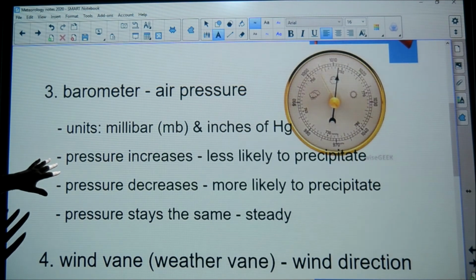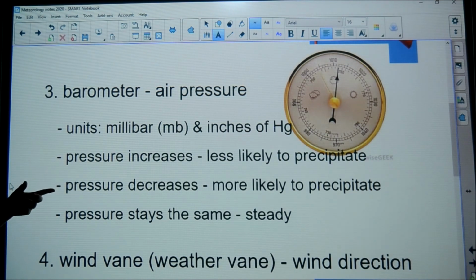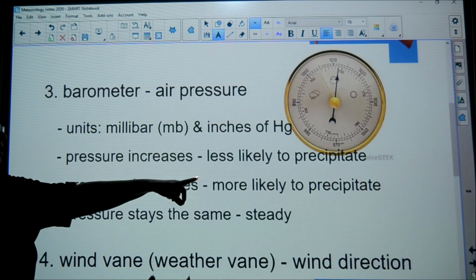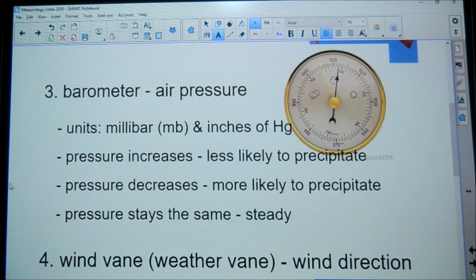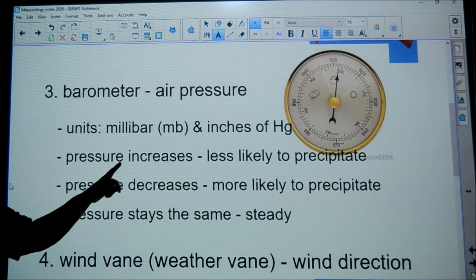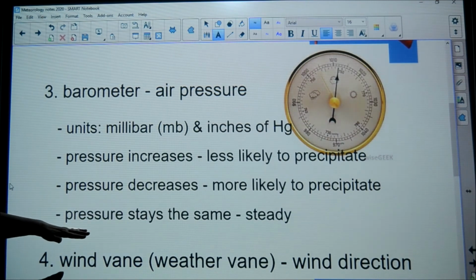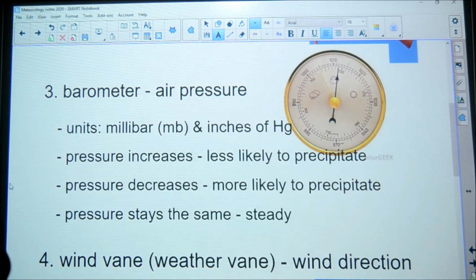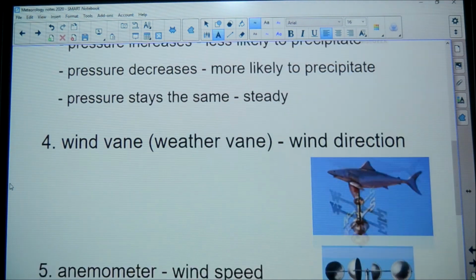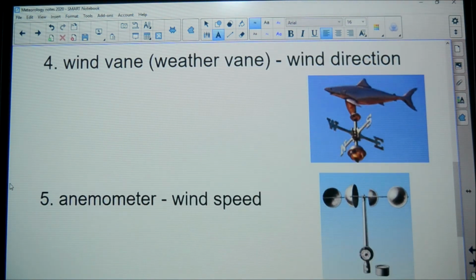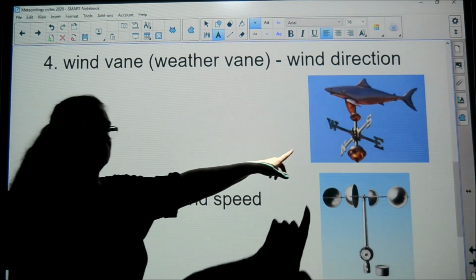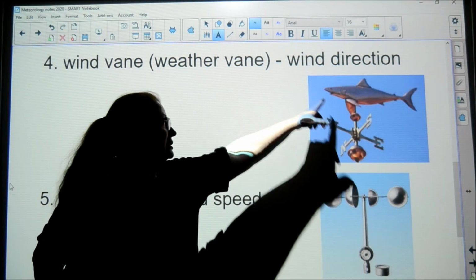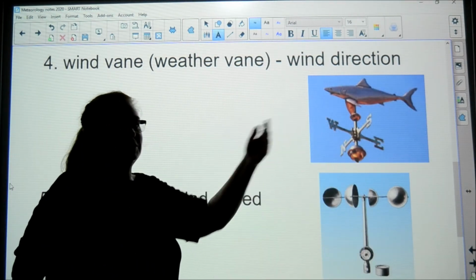With this one, as your pressure increases, you're less likely to have precipitation. If it decreases, you're more likely to have precipitation. And if the pressure stays the same, it's called steady on your barometer. A wind vane or a weather vane shows me the wind direction. This is one that sometimes people have on top of their roofs. The shark here is pointing the direction the wind is.